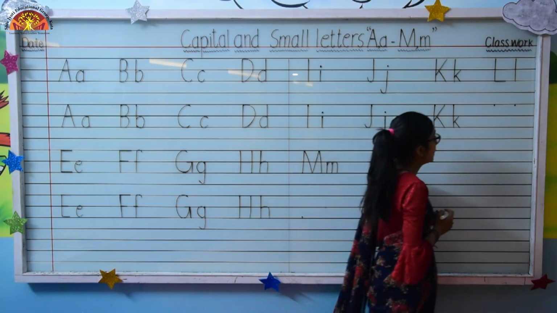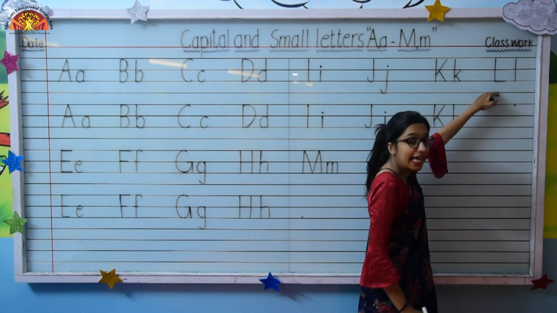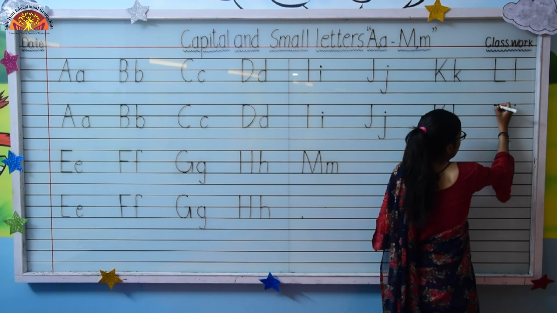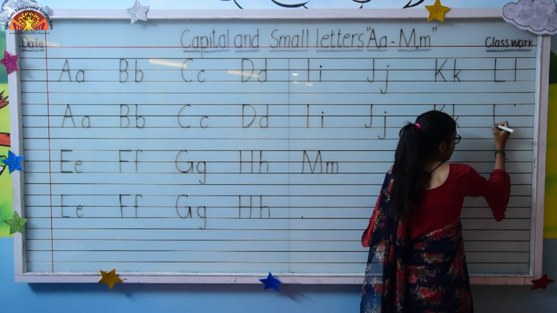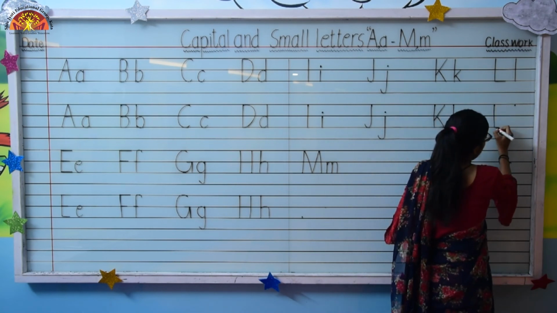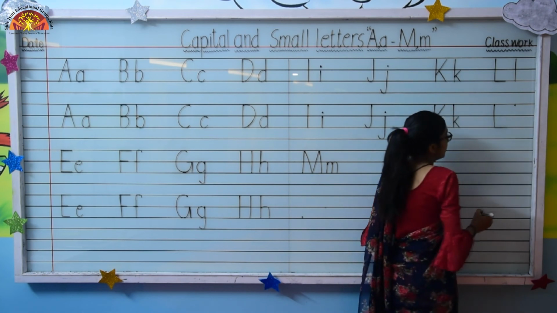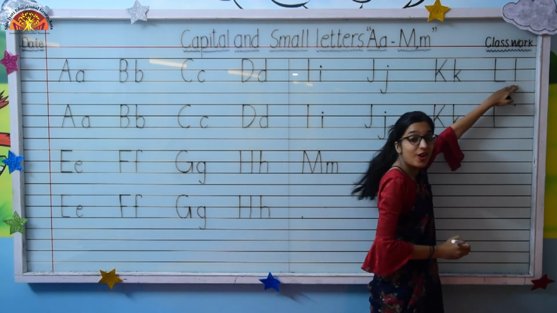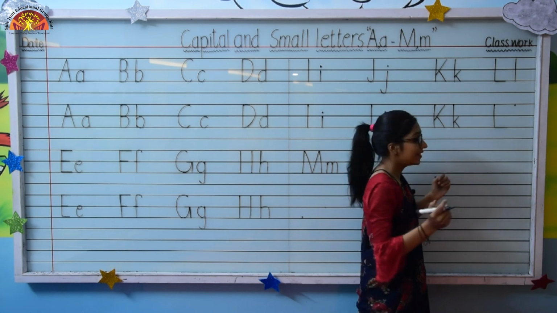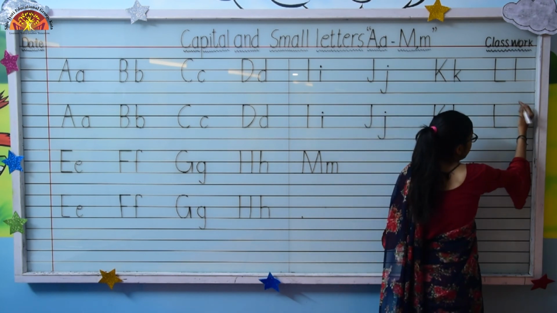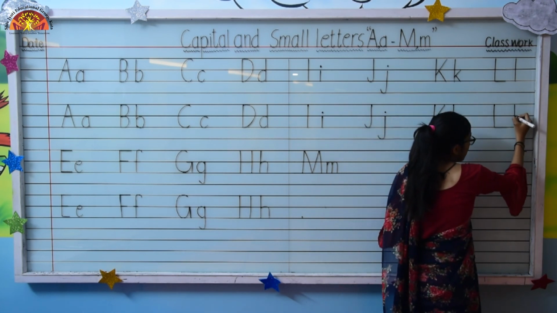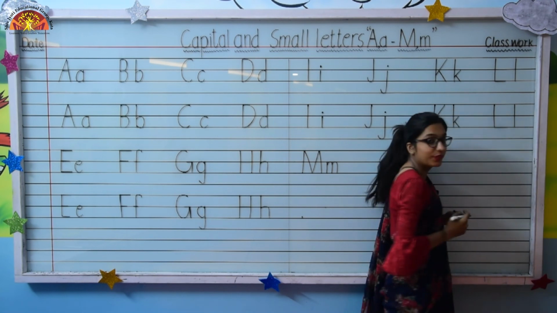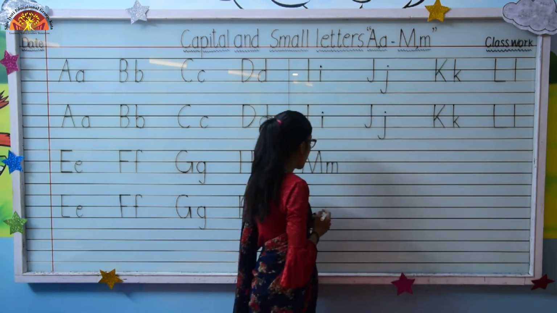Okay. Now let's make capital letter L. Standing line, sleeping line. This is small letter L. Let's draw it. Standing line. Okay. Move to last one kids.